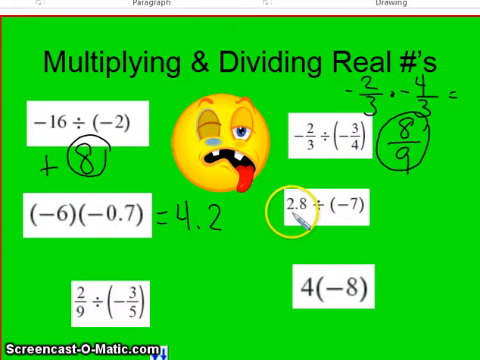Now I've got 2.8 divided by negative 7. I've got a positive divided by a negative. My signs don't match this time, so I know my answer is going to be a negative number. And when I divide 2.8 by negative 7, I get negative 0.4.